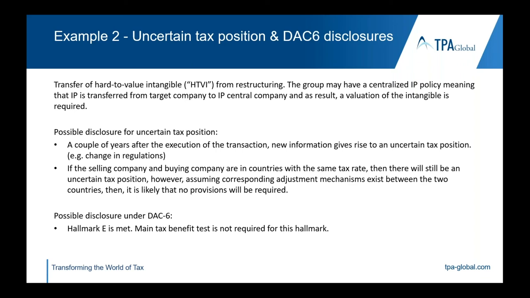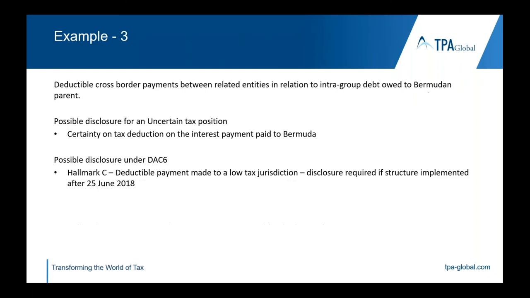And would this arrangement have to be reported on the DAC-6? The answer is yes. Hallmark is a transfer pricing. Hallmark E is met, where a cross-border arrangement involves a transfer of hard-to-value intangibles, the main objective of the arrangement does not have to be obtaining tax benefits. So yes, they would. It is required to make a disclosure under DAC-6 for this scenario.